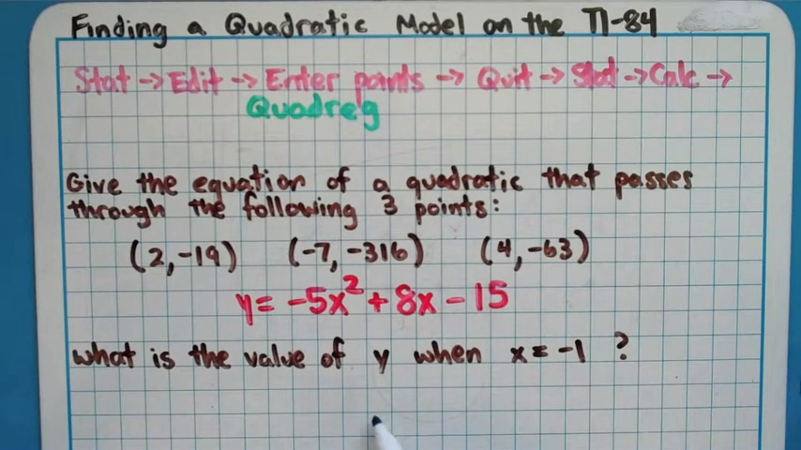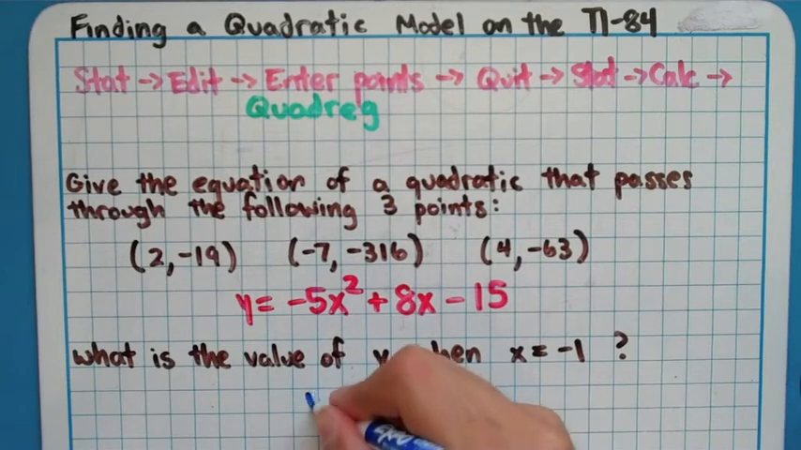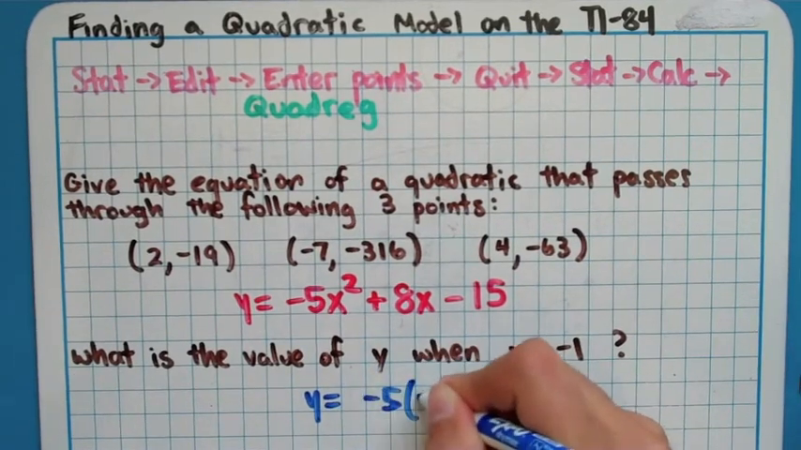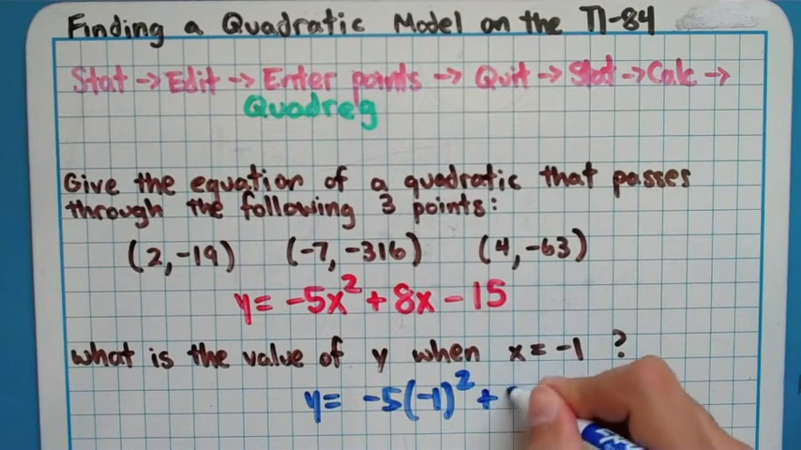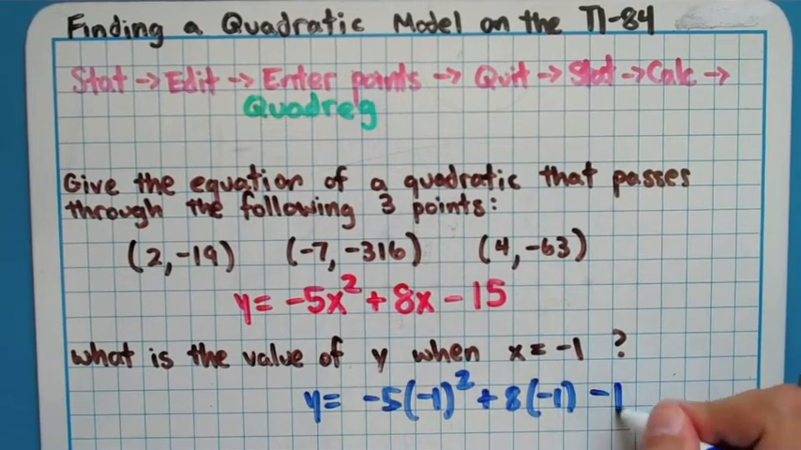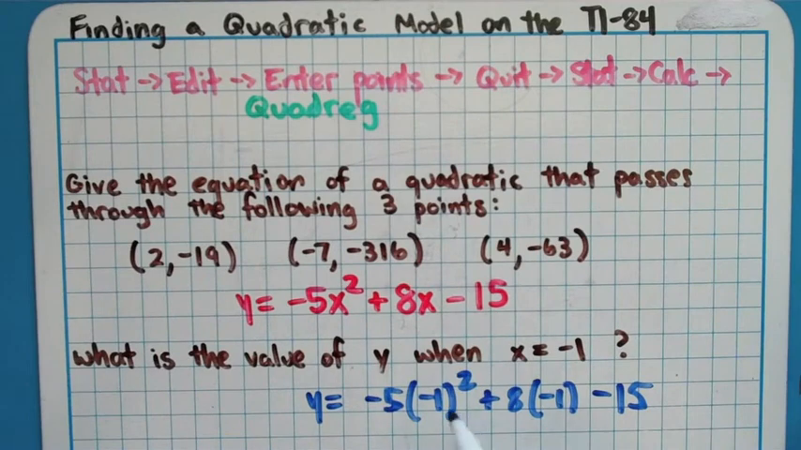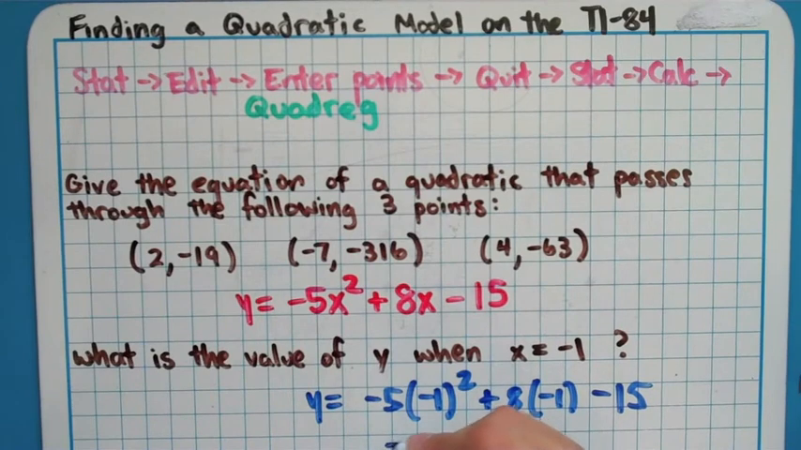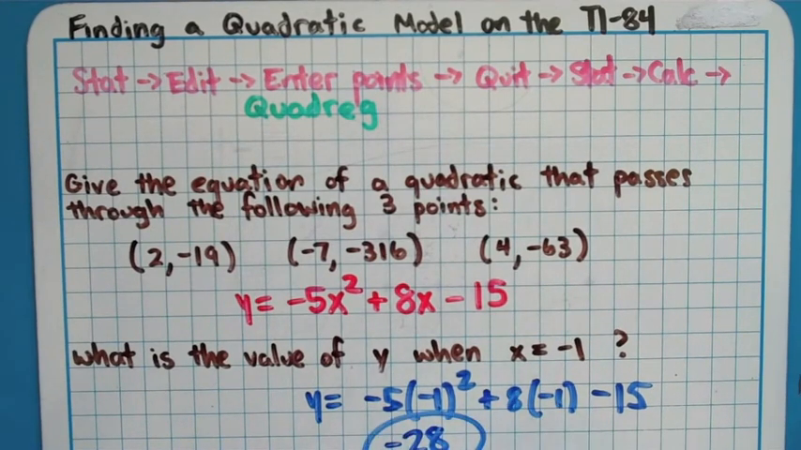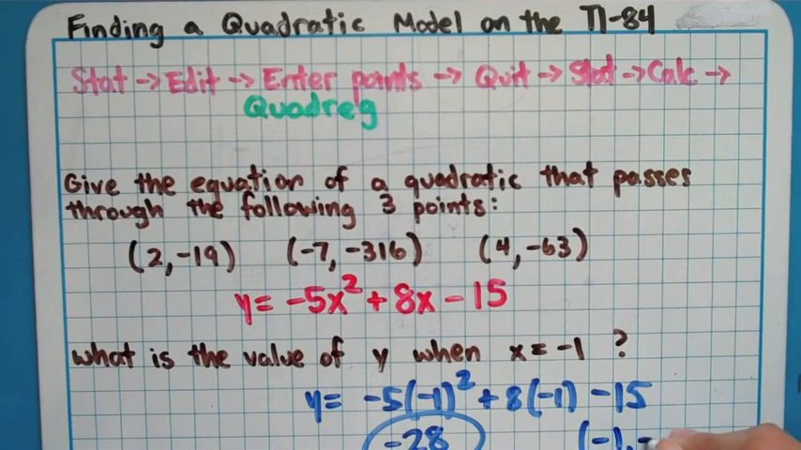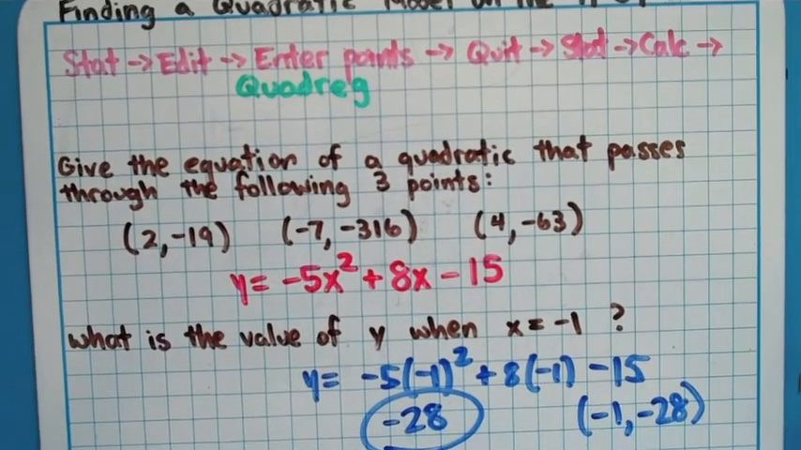Let's say we wanted to know what y was when x is negative 1. So I want to plug in a negative 1 for x into my new equation and see what I get. So I have y equals negative 5, and then in parentheses negative 1 squared, plus 8 times negative 1 minus 15. Plug in that negative 1 everywhere you see an x. And then you can either type this in the calculator as this, or you can do it by hand. Either way is fine. So you get negative 5 minus 8 is going to be negative 13 minus 15. I believe you get a negative 28 for y. So that means that the point negative 1 comma negative 28 is also going to be on our graph.